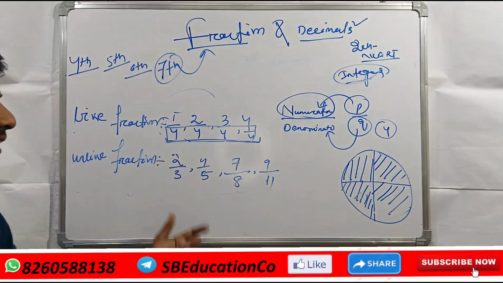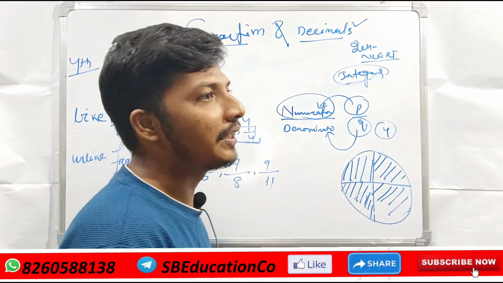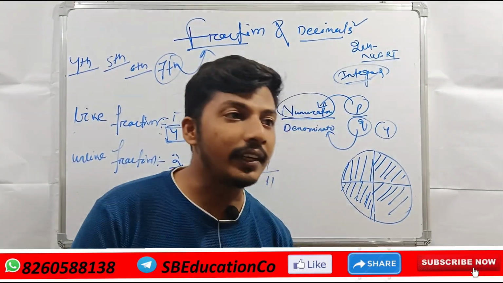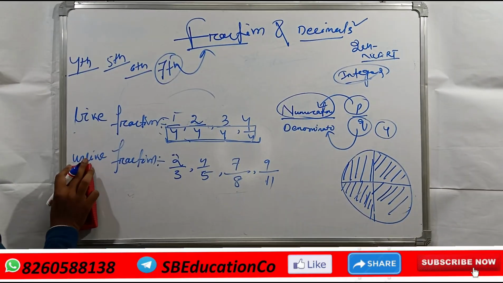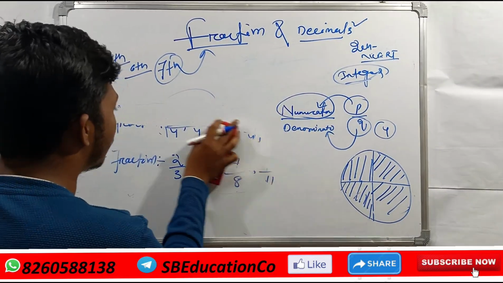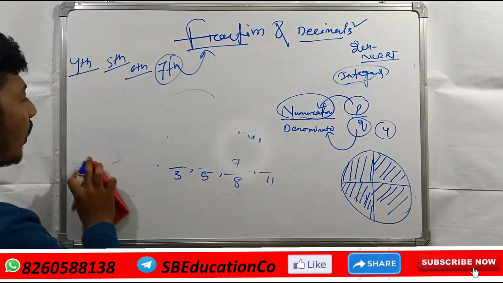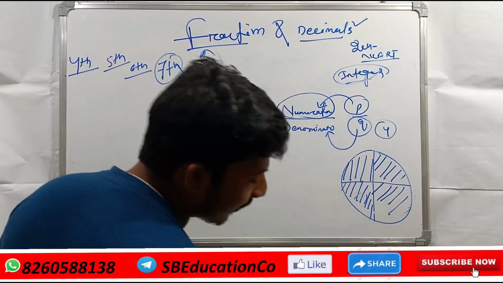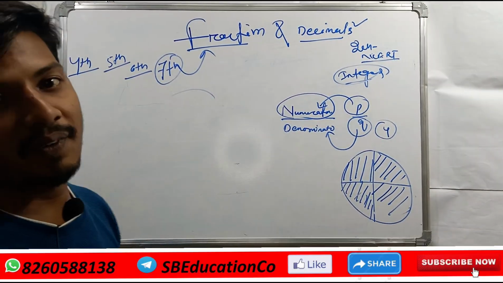After like fraction and unlike fraction, we have to reach the types of fraction, where we majorly divide into 3 types. What are the 3 types of fraction? One is proper fraction, another one is improper fraction, another one is mixed fraction.